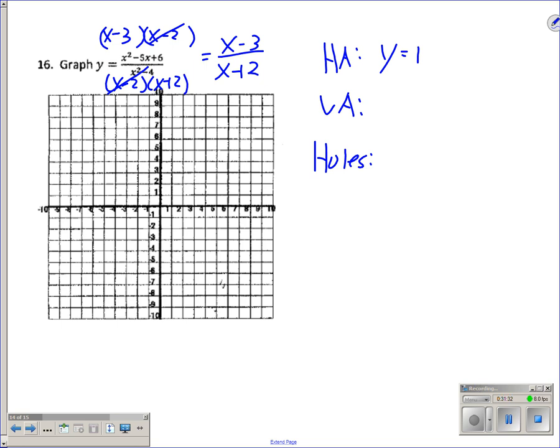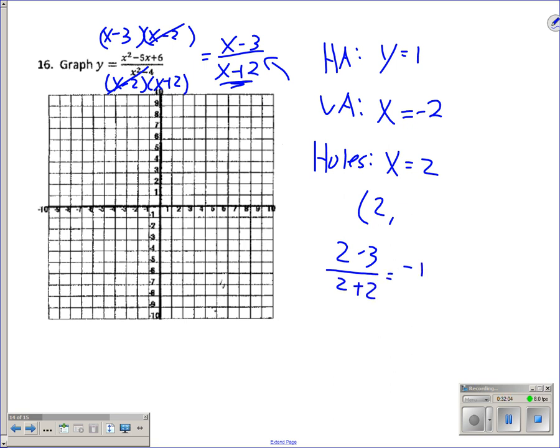Okay, so the vertical asymptote is what makes the bottom 0 that does not cancel out, which is the plus 2. So that means x equals negative 2 in this case. As far as the holes go, what crossed out that makes the bottom 0? Well, that's the x minus 2, so my hole is at x equals 2. If I want that coordinate point, remember, you plug it into the simplified version. So you're going to do 2 minus 3 over 2 plus 2, which looks to be negative 1 over 4. So negative 1/4.